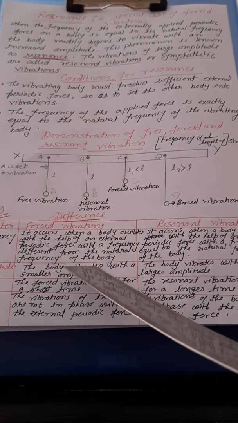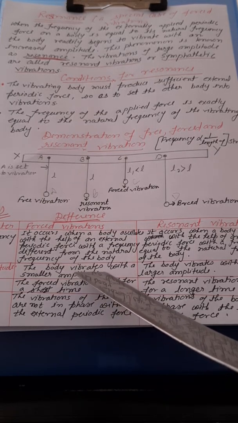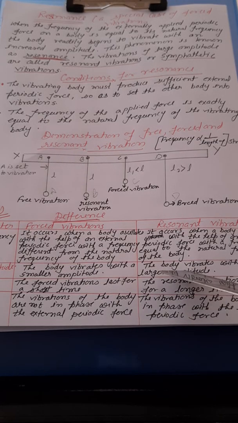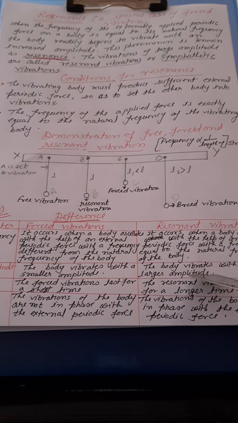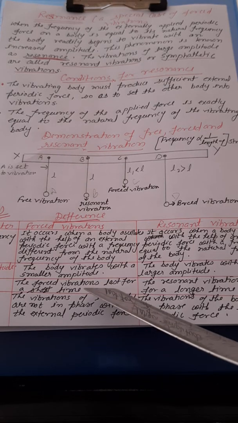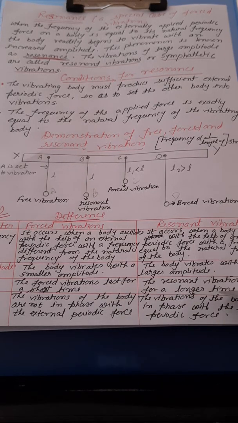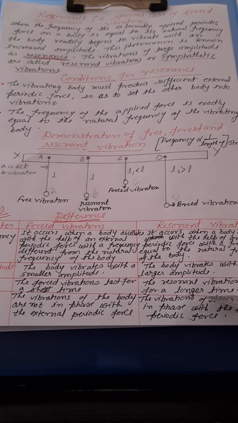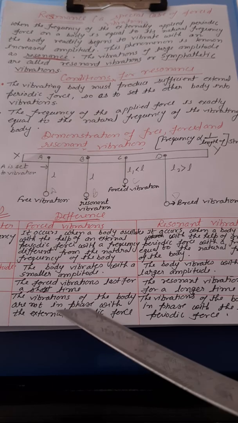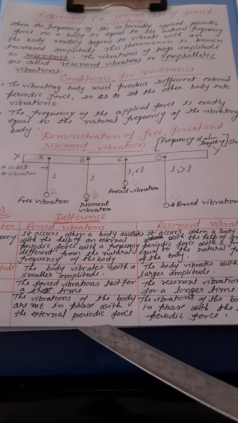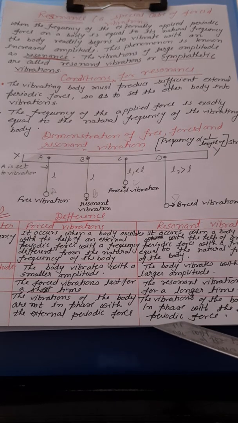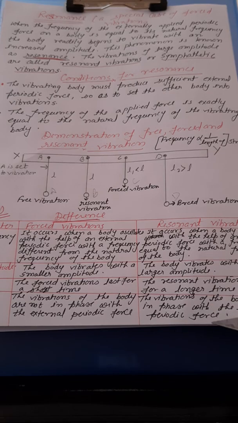Second point, you can talk about amplitude. In case of forced vibration, the amplitude is small. In case of resonance, the body vibrates with a larger amplitude. Then time duration: forced vibrations last for a short time, but resonant vibrations last for a longer time. Then we can talk about phase. Forced vibrations of the body are not in phase with the external periodic force, but resonant vibrations of the body are in phase with the external periodic force.